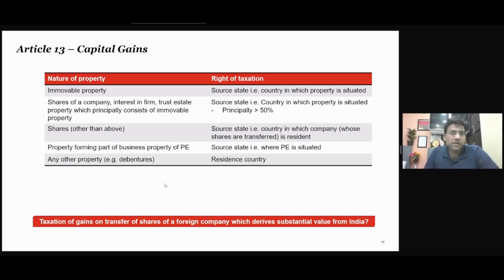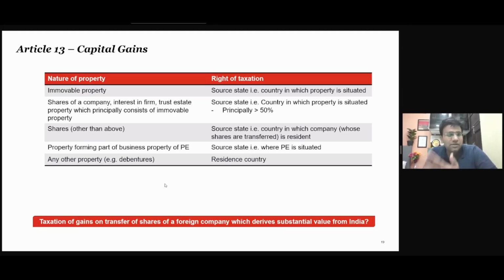If it is the case of sale of shares, and the company whose shares are sold by itself derives more than 50% of its value from immovable property, then again the country where such immovable property is situated. Apart from this, if there is a case of any other shares, then usually the country in which the company whose shares are transferred is the resident. So if a Mauritius company is selling shares in an Indian company, then it will be taxed in India.